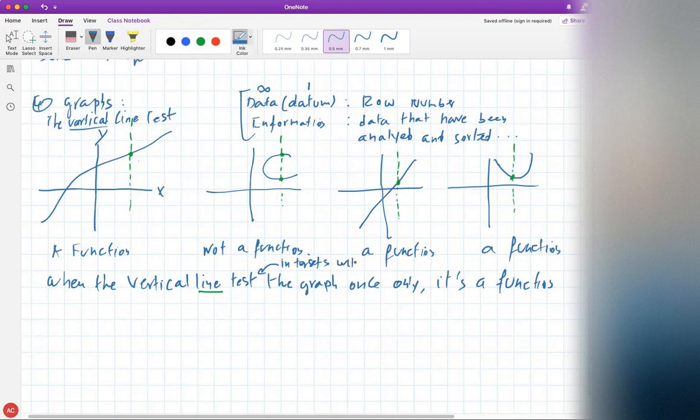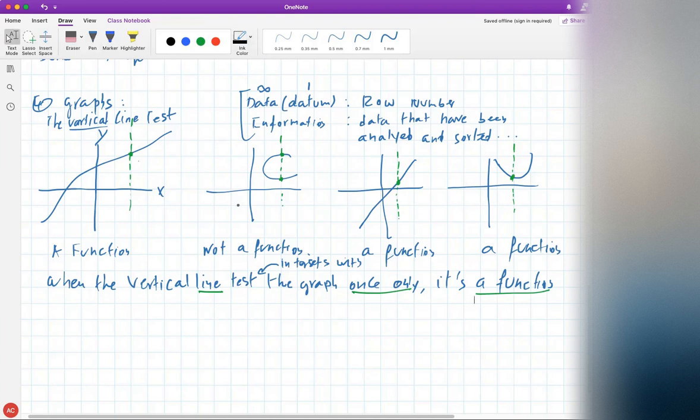If it intersects the graph once only, not more than once, it is a function. Other than that, if it meets, for example, 2 or 3 times, or more than once, it is not a function. So again, that's basically referring back to the duplicates and the distinct values. This is basically a duplication here. This meets twice, so that's a duplication, but if it's once, it's unique.